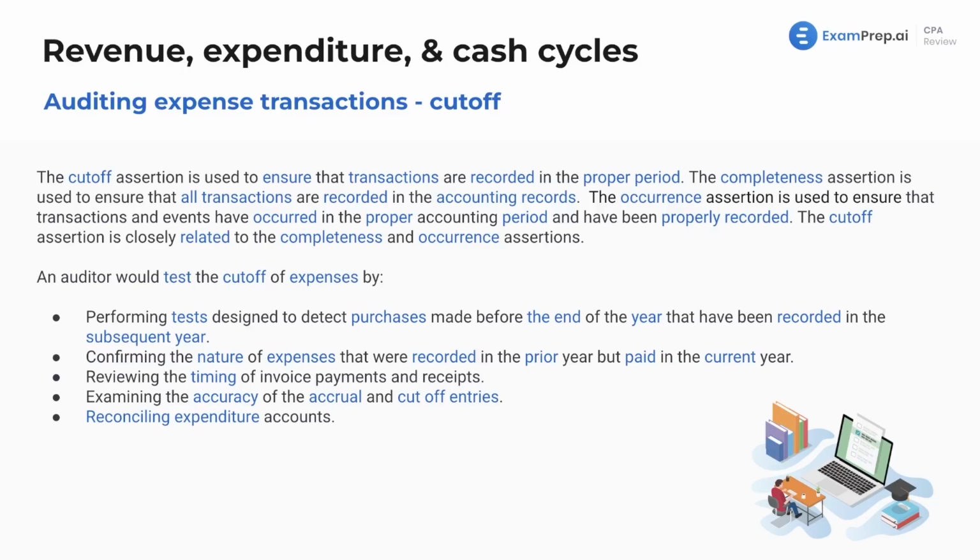Let's talk about cutoff. Well, cutoff for expenses, making sure that expenses are accrued for in the proper year. What would we do? Well, the auditor would test the cutoff for expenses by performing tests designed to detect purchases made before the end of the year that have been recorded in the subsequent year. Also confirming the nature of expenses that were recorded in the prior year but paid in the current year. So similar to our revenues, just kind of check those expenses and revenues that were at the end of the year and the beginning of the year. Review the timing of invoice payments and receipts, examining the accuracy of the accrual and cutoff entries, and lastly, reconciling the expenditure accounts. Actually, pretty dang similar to what we saw when it came to revenue.